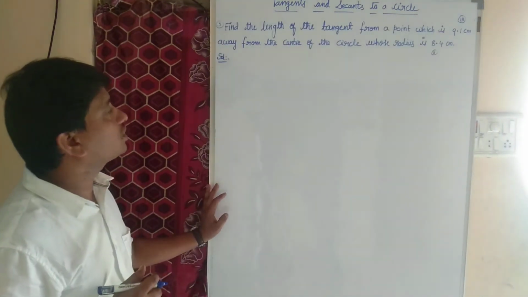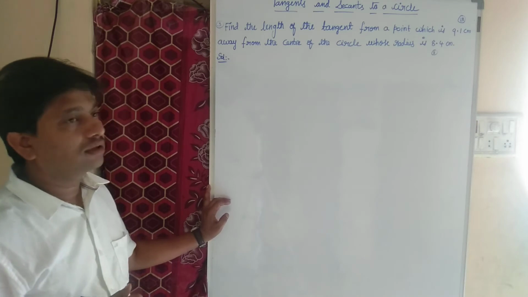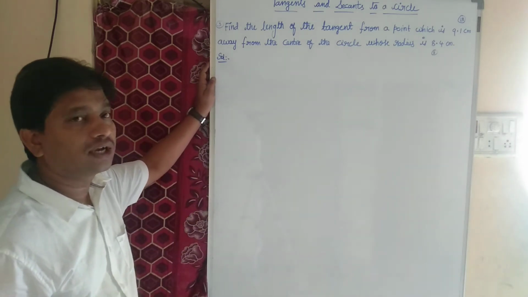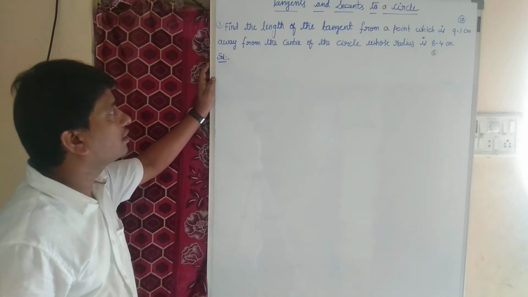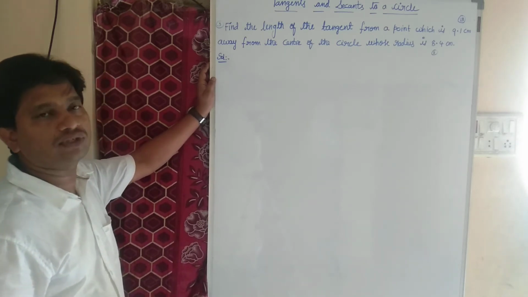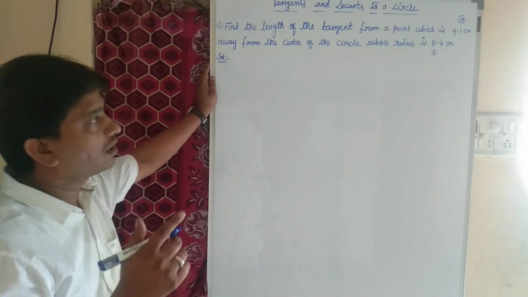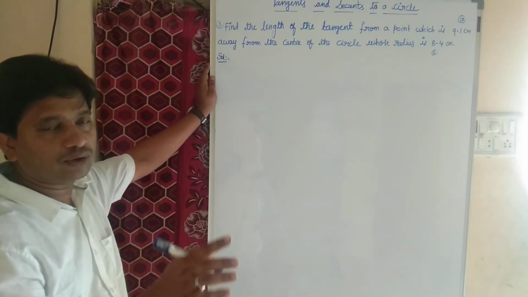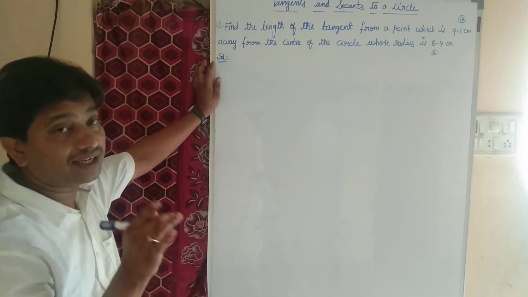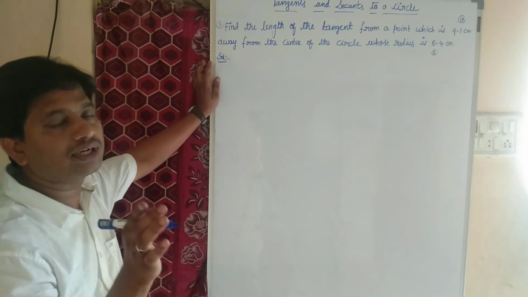Now coming to the third question: find the length of the tangent from a point which is 9.1 cm away from the center of the circle whose radius is 8.4 cm. Children, coming to the first question, second question, this question is a little bit different. Here they are asking to find the length of the tangent.